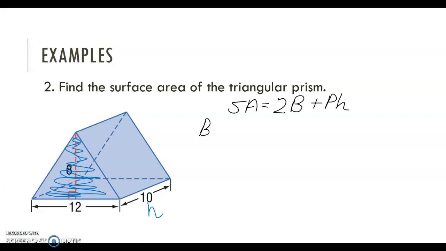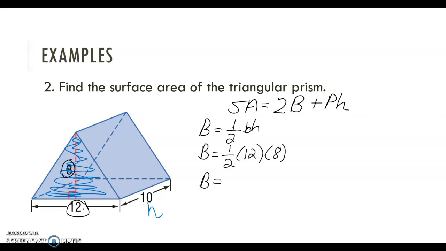So let's look at base area first. So base area, this area is a triangle. So area of that triangle is 1/2 base times height. So 1/2, the base of the triangle is 12, and the height of the triangle is 8. And so that gives me a base area of 48 square units. Okay, so that we'll be able to substitute into our formula here in a second.